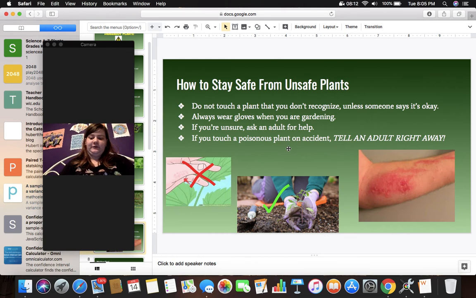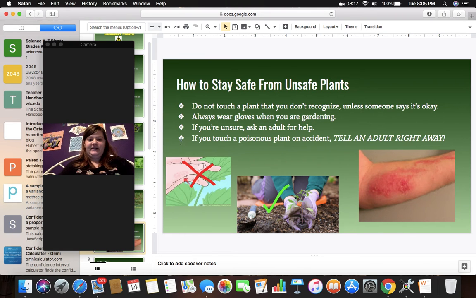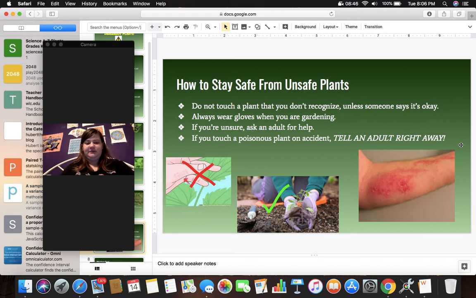If you ask an adult for help, they will surely know what to do in that situation. And last but certainly not least, probably the most important, if you touch a poisonous plant on accident, tell an adult right away. So if you were to eat one of those berries, or if you touched poison ivy and you can start to feel sick or itchy all over, tell someone right away so they can help you, and maybe they'll help you take a bath to relieve it, or they might take you to the doctor, to the hospital. Just make sure you tell someone right away so that things don't get so serious.